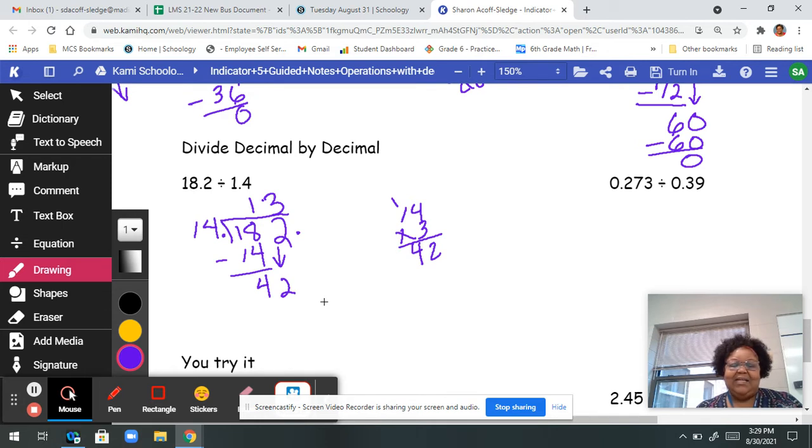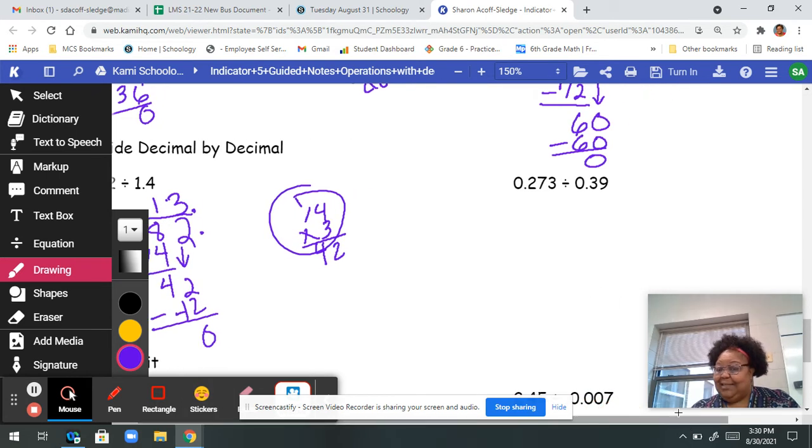Okay, so now 14 times 3 is 42 because we just did that right over here. So we know that. And then I subtract, no remainder. Cool. I don't have to put a decimal behind that 13, if it makes you feel better. Okay, now let's do another one.